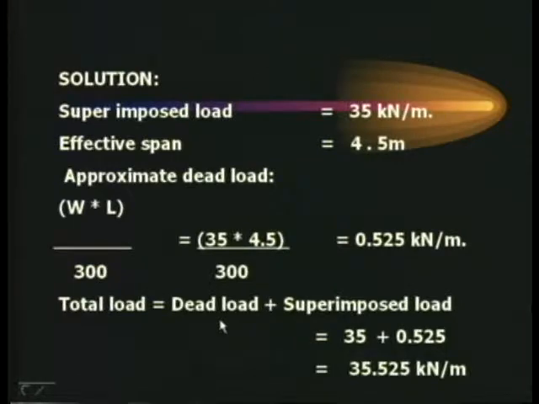Now what is the total load here? It is the superimposed load plus the load per meter run because of the self weight of the beam. This comes to 35.525 kilonewtons per meter, and this finishes the load calculation. What is the next step that we are going to do? We are going to calculate the bending moment, right?